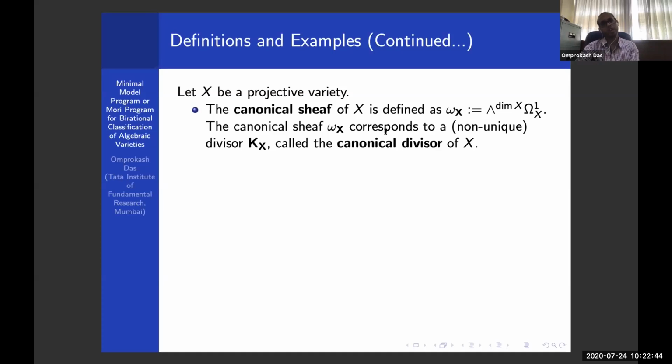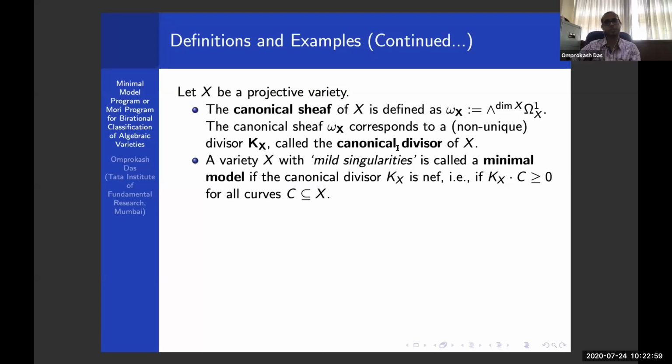And this is a sheaf of rank 1 actually. So it corresponds to a divisor, although not unique, called a canonical divisor. We are going to denote it by Kx. Now here's the first definition. This is the actual definition of a minimal model, a variety with mild singularities.